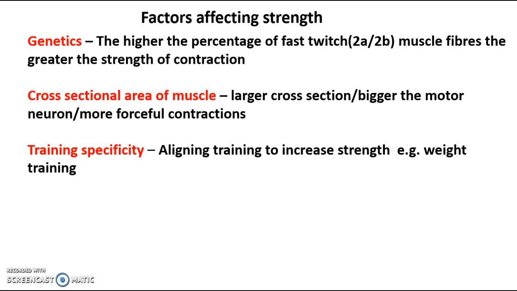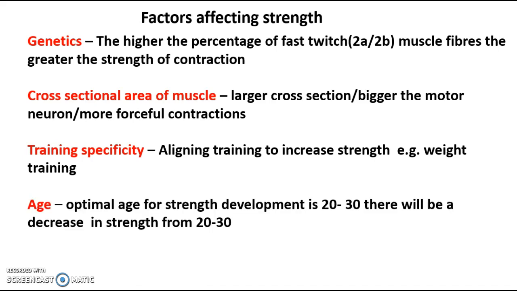Training specificity. So what this refers to is you're more likely to have strength if your training aligns to what you're trying to do. For example, to increase strength, if you do lots of weight training, you're more likely to increase your strength. If you do lots of aerobic or continuous training, you're more likely to improve your aerobic capacity, so it wouldn't improve your strength. I think that's pretty straightforward, common sense.